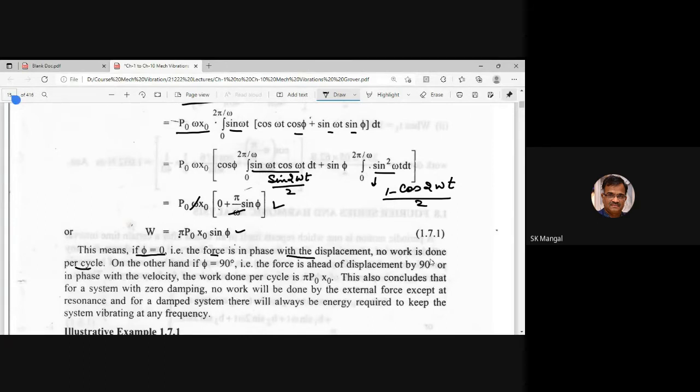On the other hand, if phi is equal to 90 degrees, if you say this is your P naught here by omega t, and when phi is equal to 90 degrees, it means it is lagging. This is your displacement x having a 90 degree lag here.